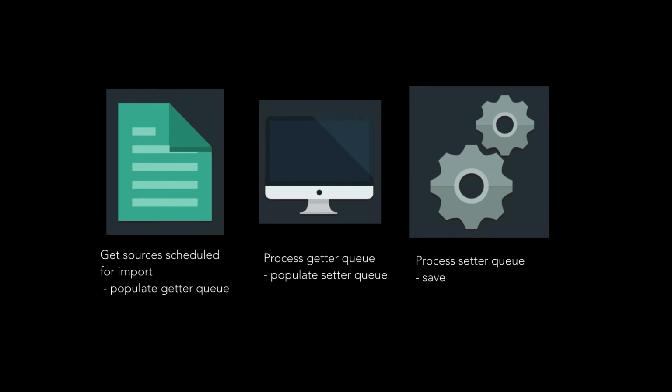So we will start the import with 3 queues. The first queue is for getting the data. Then we will have a parser queue that is basically parsing the data. And the third queue will be a setter queue that basically saves the data into Drupal. So let's stop a little bit on that. Why queues and why 3 queues?